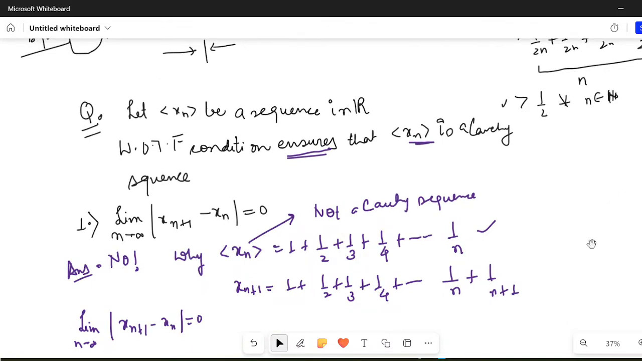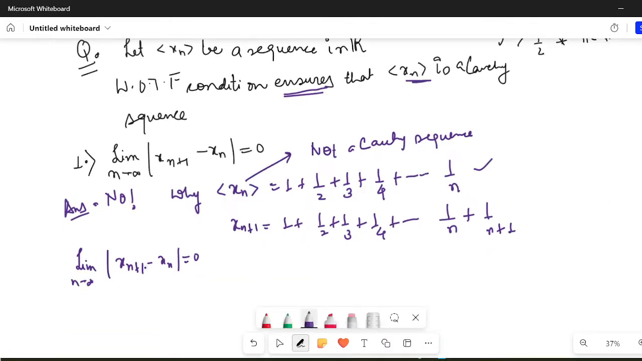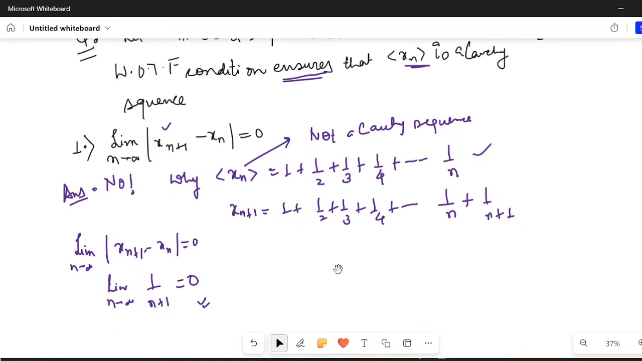Because xn plus 1 minus xn, what would it be? It would be simply limit n tends to infinity 1 upon n plus 1. And limit n tends to infinity 1 upon n plus 1 is what? 0. So clearly this particular sequence is validating this particular statement. However, we know that xn is not a Cauchy sequence. So clearly this particular condition does not ensure that xn is a Cauchy sequence. I hope it is clear.